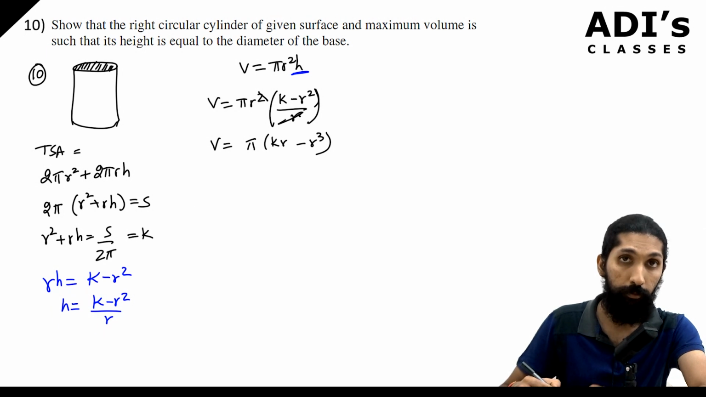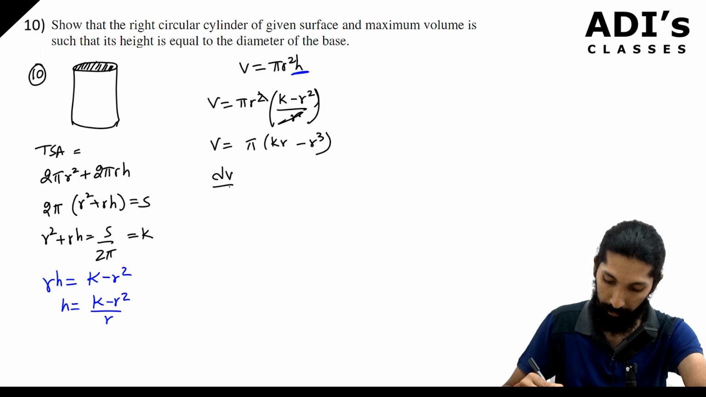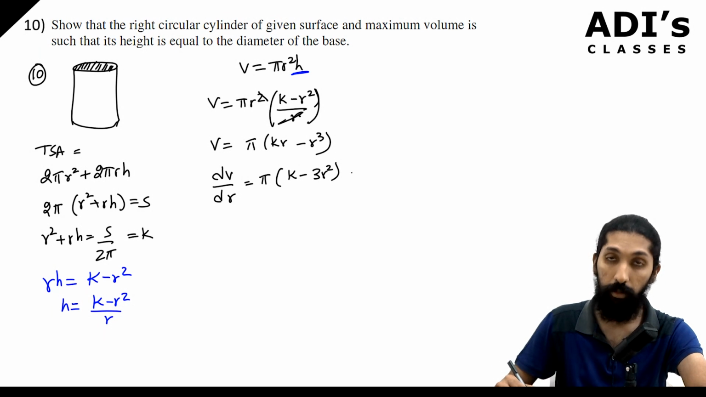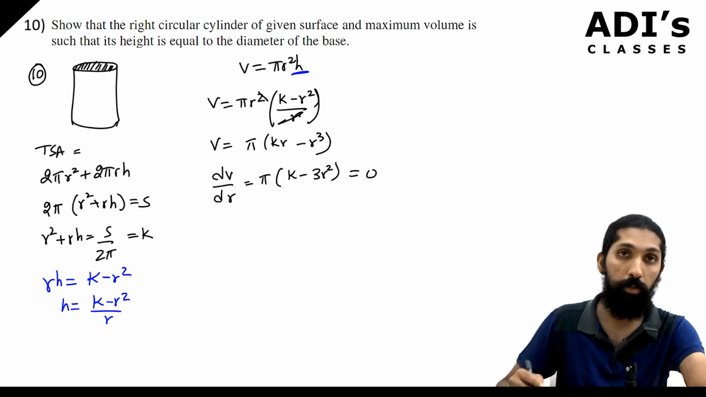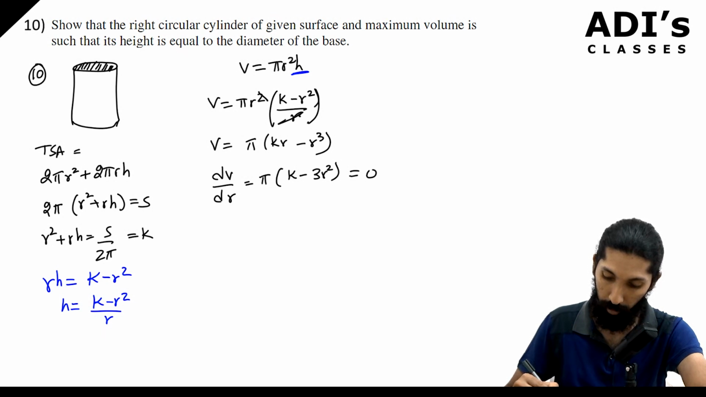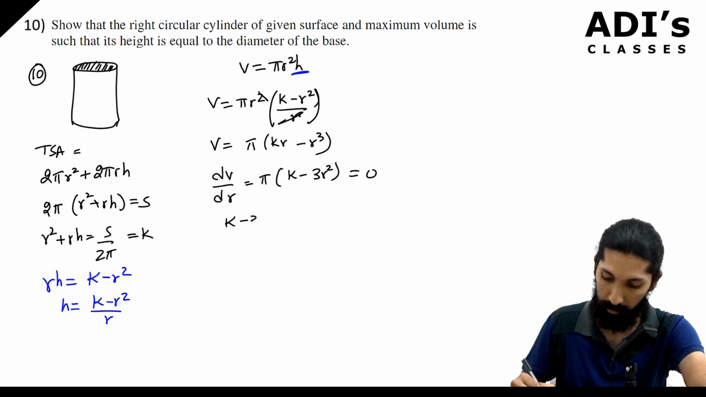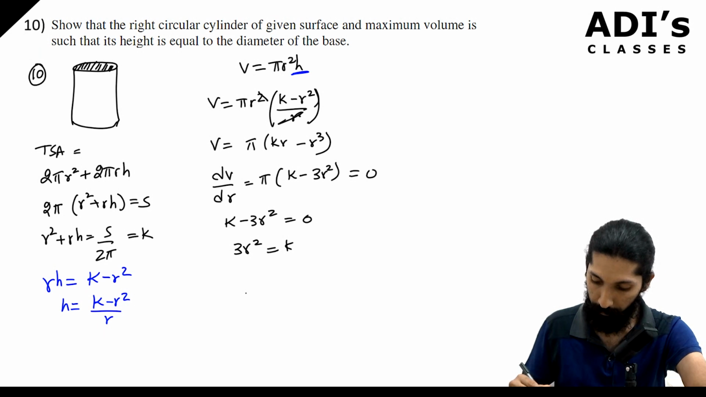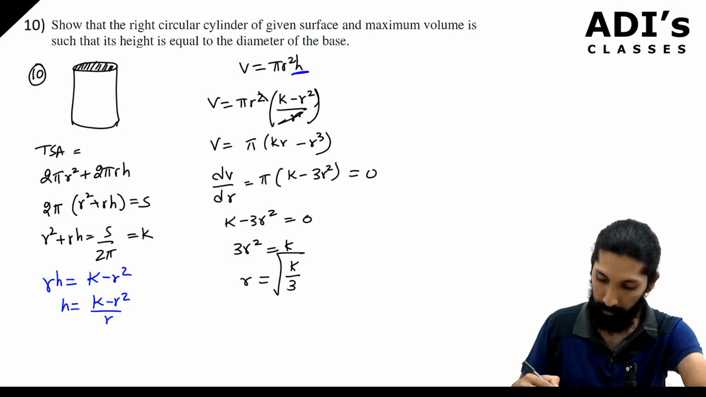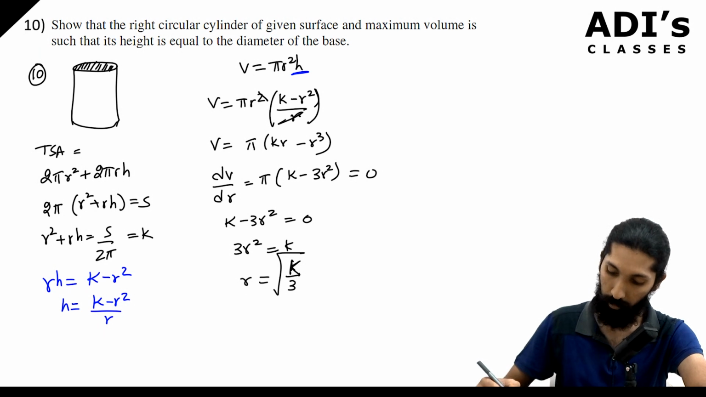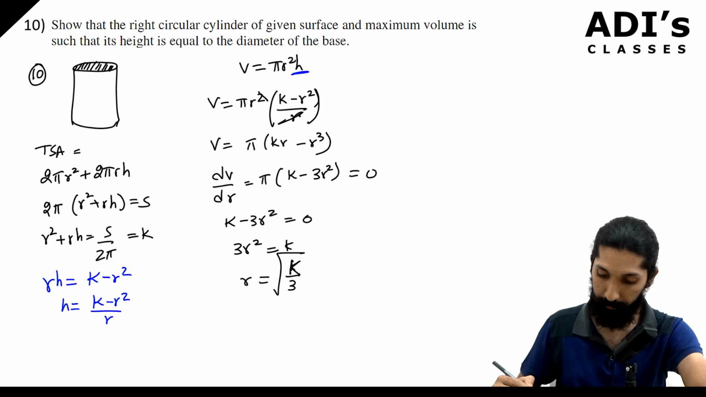Differentiate. dV by dr is pi into k minus 3r square. Equate this to 0, the critical points. So what do you have? Pi can't be 0. So k minus 3r square is 0. 3r square is equal to k. So r is equal to root of k divided by 3. r is root of k by 3, correct?